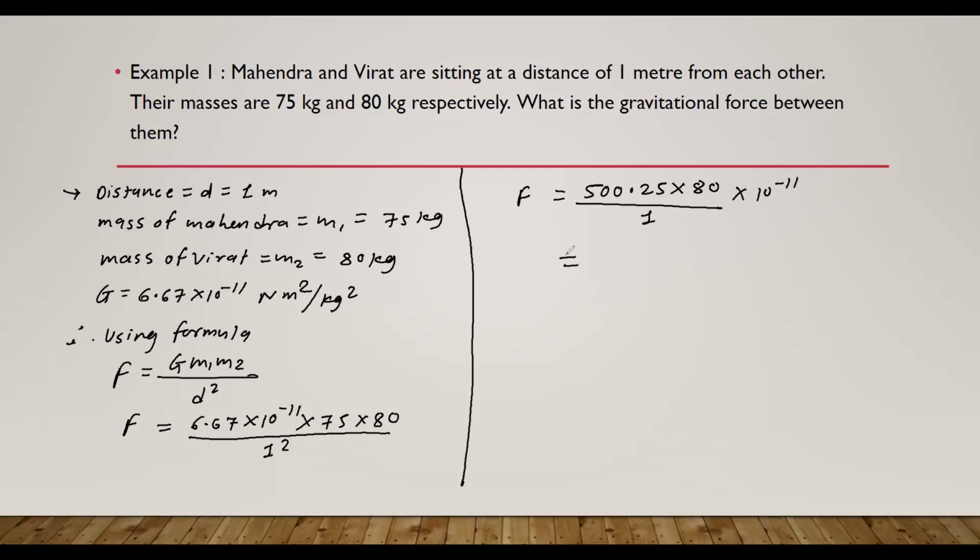Again just multiply that 500.25 into 80. So it will be 40020 into 10 raised to minus 11. And in physics you need to write the answer in the significant form. Okay, so now what is the significant digit, significant number? So your decimal point should be after the first non-zero number. Okay, so पहिला non-zero number कुठला आहे 4 आहे. So after that you need to give the decimal point. So your answer will be 4.002.